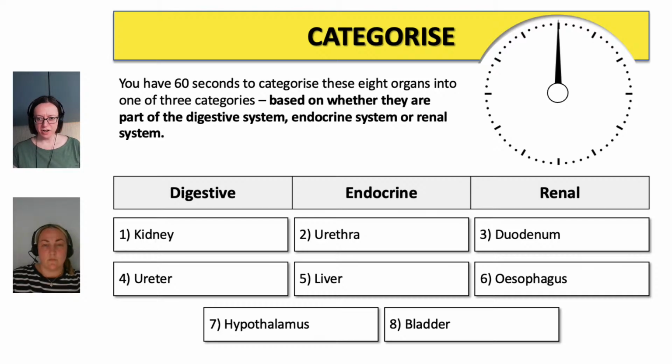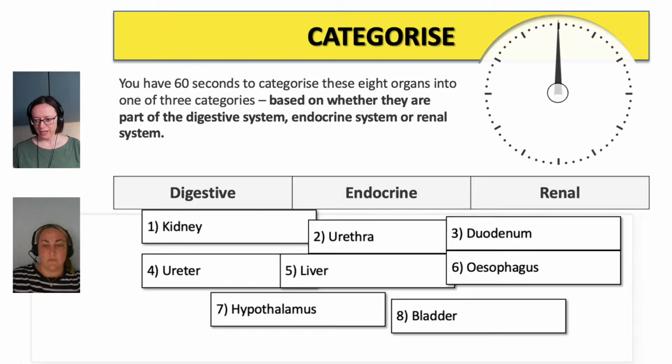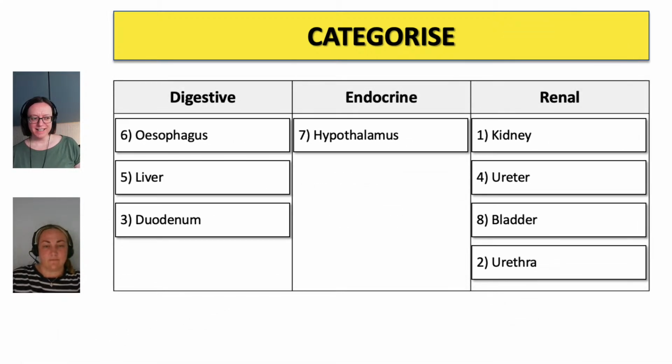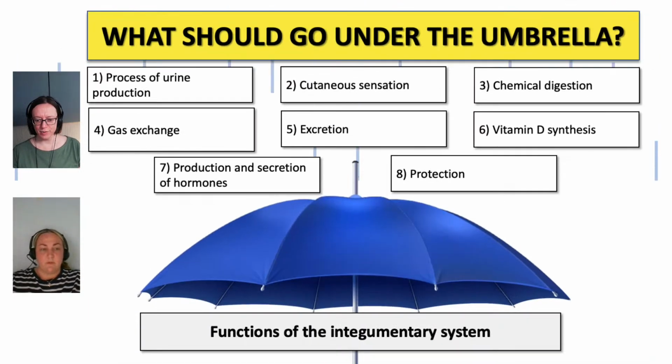Okay, in the interest of time, I think I'll go straight to the reveal. If I click on the right place. Okay, so digestive system, you've got your esophagus, liver, and duodenum. Endocrine system, hypothalamus. Then Jess is saying for renal system 1, 2, and 8. So kidney, urethra, and bladder. Yep. And also, Jess, the ureters are in the renal system as well. Okay, let's quickly go on to the next one.